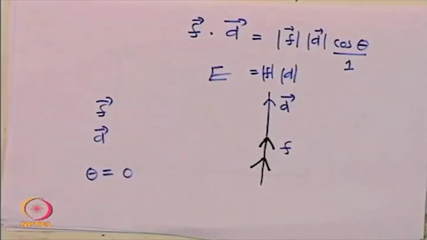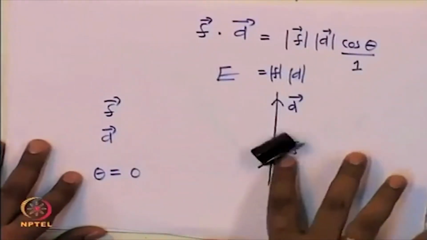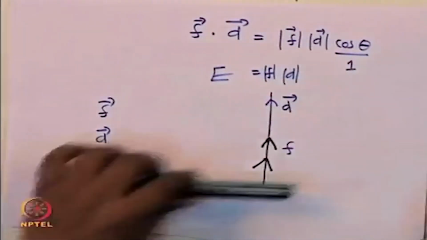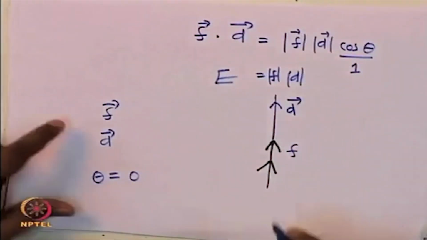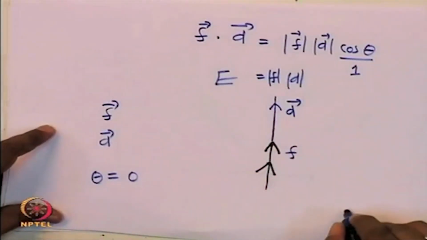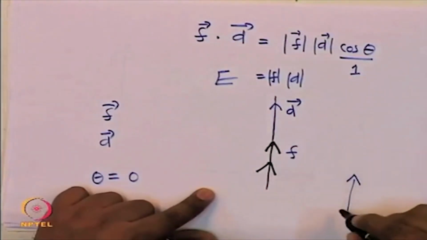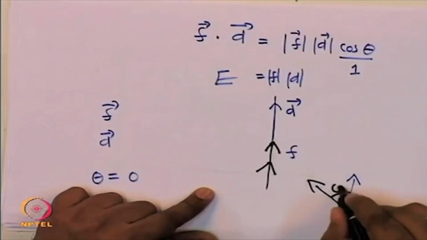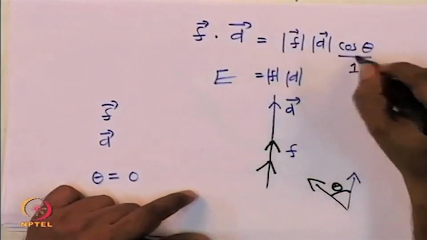When we talk about work, you are applying a force and the object is moving in the same direction as you apply the force. It need not be so. If I apply a force in this direction, it can move in some other direction. I can apply a force in this direction and the object can move in this particular direction. So then there is an angle between them, and the work done is mod f mod d cos theta.